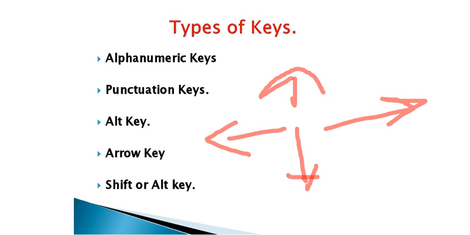So guys, these upward, downward, left and right keys are used to move the cursor or insertion point. When we have to go upward, then we will strike this upward arrow key, and when we have to go downwards, then we can strike this downward key. Similarly for right, and similarly also for left.